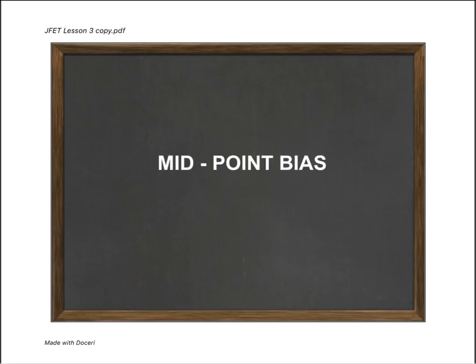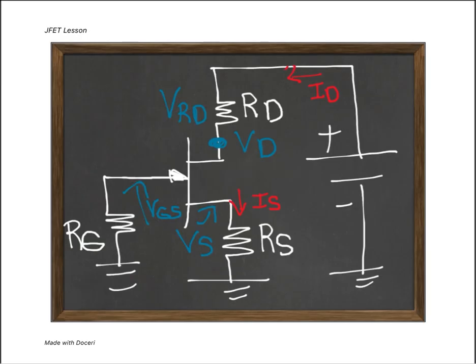Okay, midpoint bias. So what values of drain and source resistors do we need to set the Q point in the middle? That's at the 50% point. That's all this is. The circuit is the same, but what values of RD and RS are needed. Note the voltages and currents, so please sketch that down before continuing forward. Thank you.